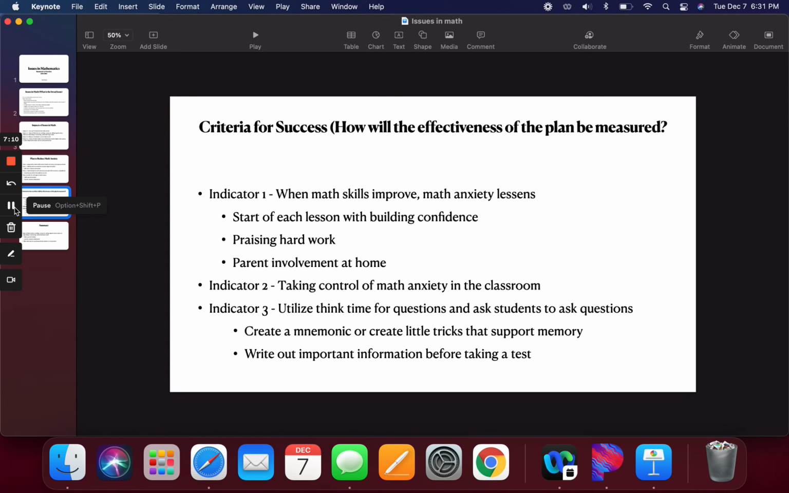Create a mnemonic or create little tricks that support memory. PEMDAS is a really great one: Please Excuse My Dear Aunt Sally. Creating little mnemonics like that can really help students. And lastly, write out important information before taking the test. That could be reviewing your multiplication tables before taking a test.